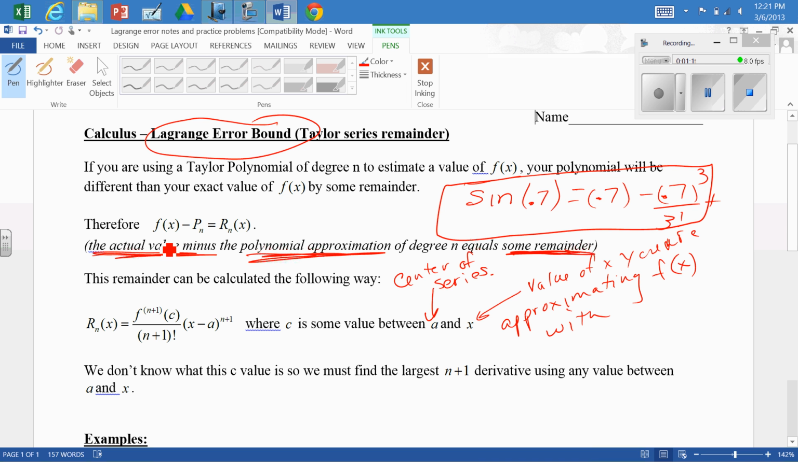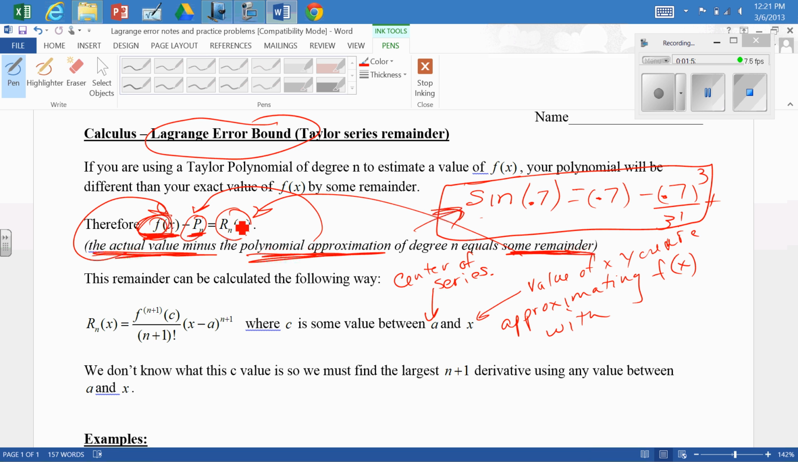So this fancy formula is saying if you have the actual function and we subtract off the polynomial, so here's your actual function, we subtract off the polynomial approximation. So on your calculator, if you did sine of 0.7, you'd get some value. And then if we figured out what the sine of 0.7 is with our Maclaurin series, we get this polynomial approximation. And we subtract those two, and what you're left with is the remainder, or the error. This is the error of our polynomial approximation.